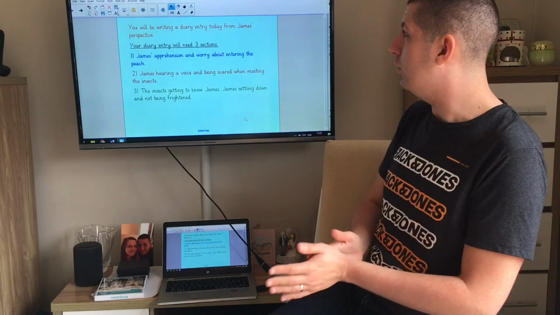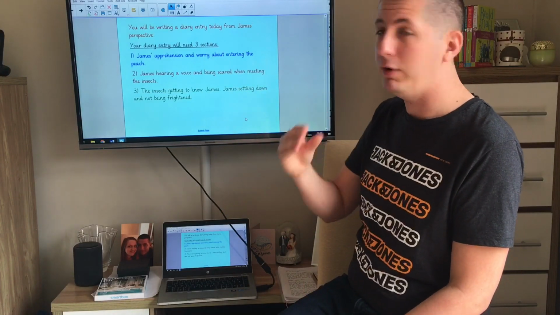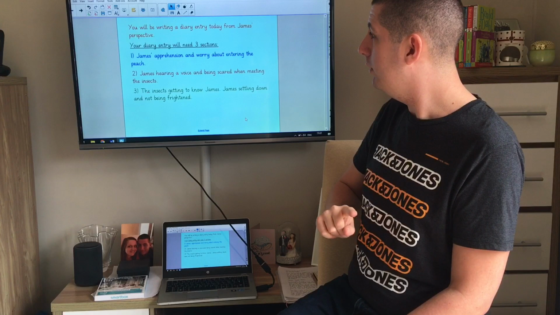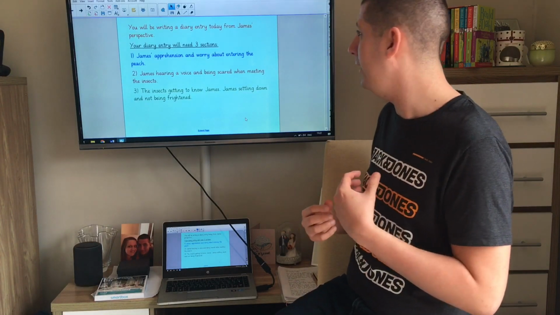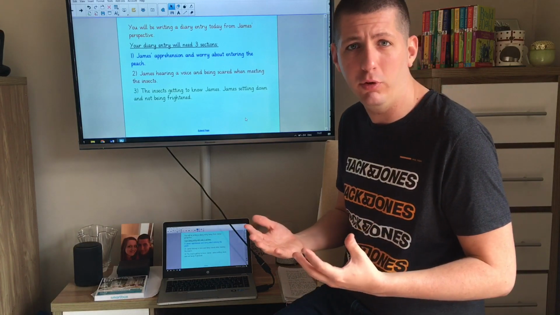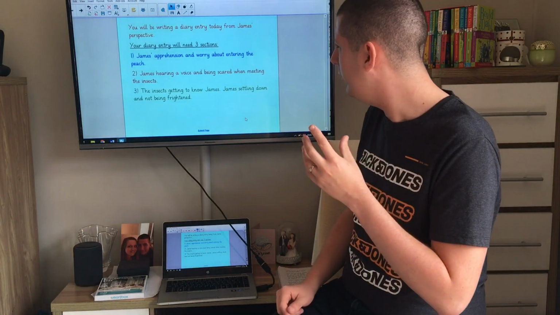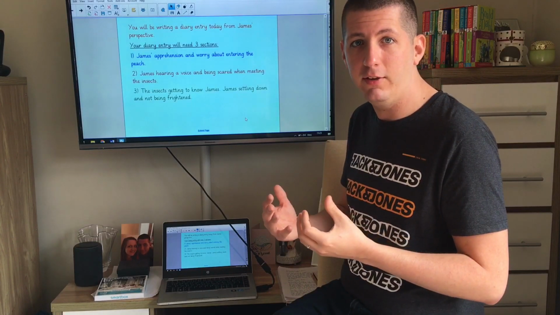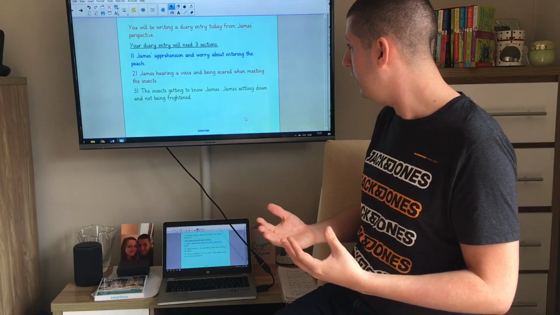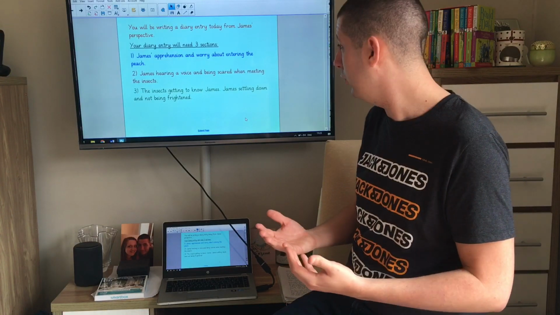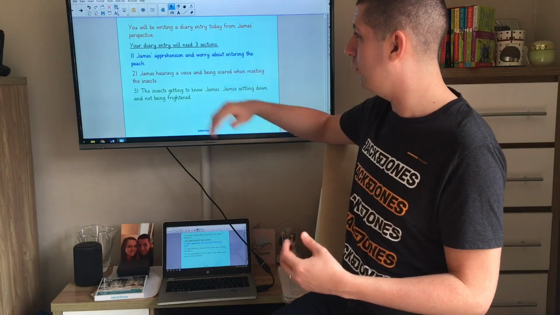So for your task today, you're going to be writing a diary entry from James's perspective. And your diary entry will need to have 3 different sections. Section 1, you'll need to be thinking about your apprehension, your worry, how scared you are about entering this peach, because you're a little bit unsure about what you're going to find. Then of course you need to think about James hearing some voices and being scared when he meets the insects. And then, once he gets to know the insects and realise that they're actually not that frightening at all, he settles down and gets to know them a little bit. So 3 different sections you're going to write about.